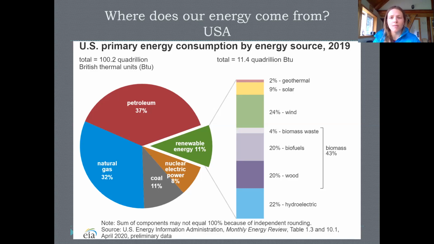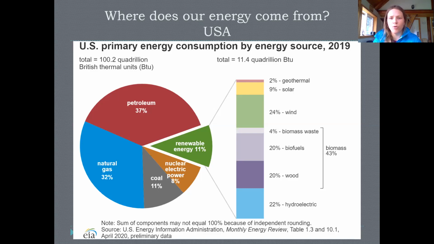Nuclear electric power is about 8%. That's also primarily or almost exclusively to produce electricity. And then renewables, about 11%. That's up a few percentage points from a decade ago. And this is also primarily for electricity production.